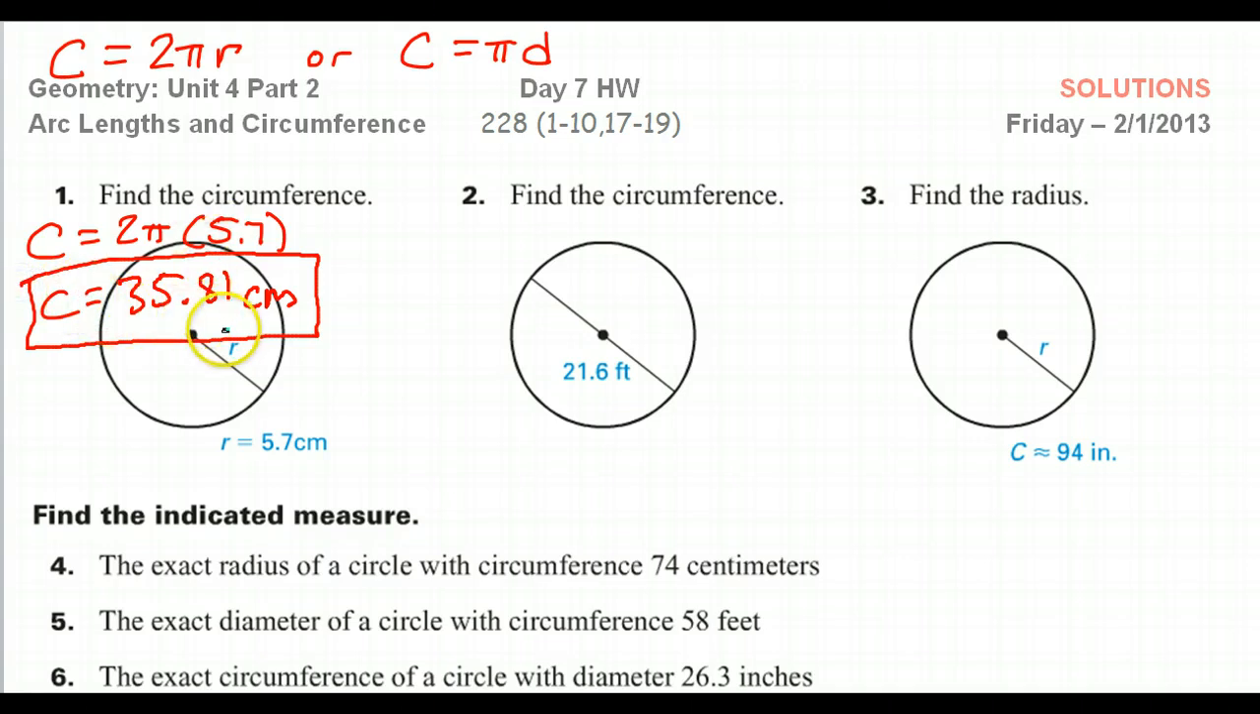I often try to leave things exact without rounding, but if I notice that the given value is already in some kind of decimal, then usually that's a signal that decimals will be just fine.